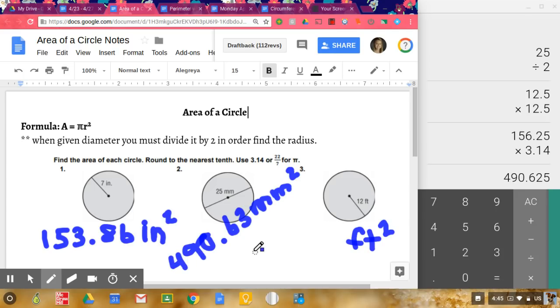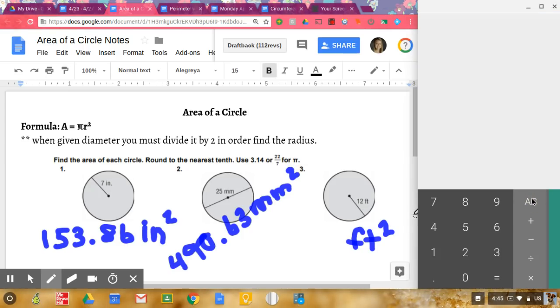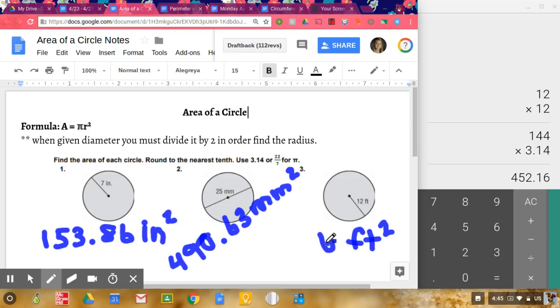I tried my best. All right, last one gives you radius, so we don't have to do all the dividing by 2. We just have to take 12 times 12. We get 144, and then take that and multiply it by pi. 452.16. And that's already to the hundredths, there is no more, so we don't have to round.